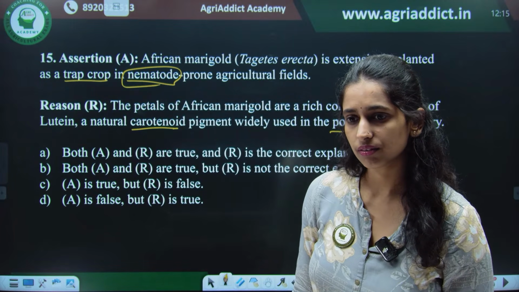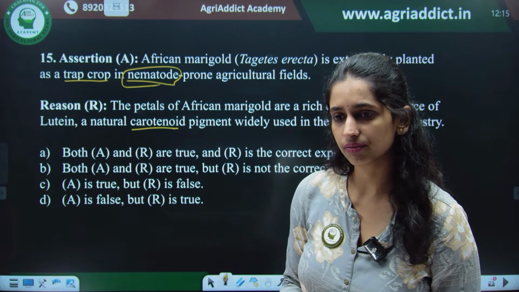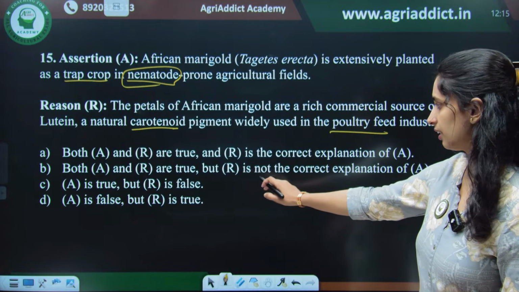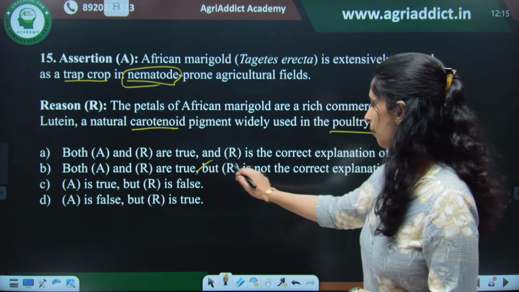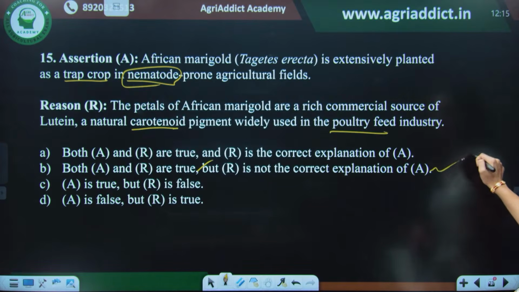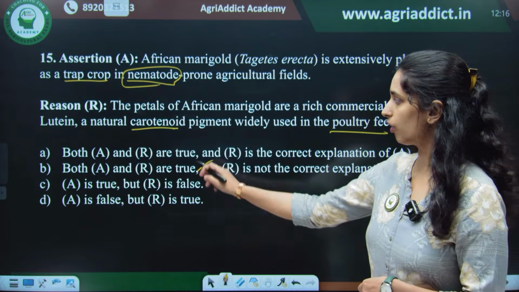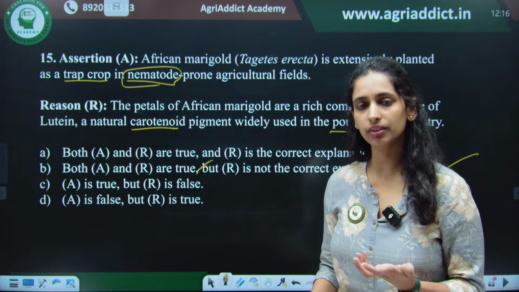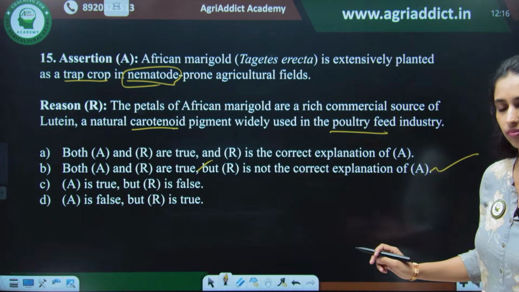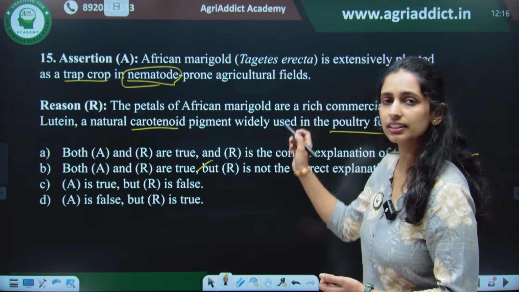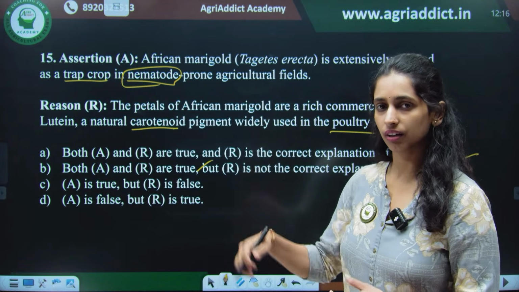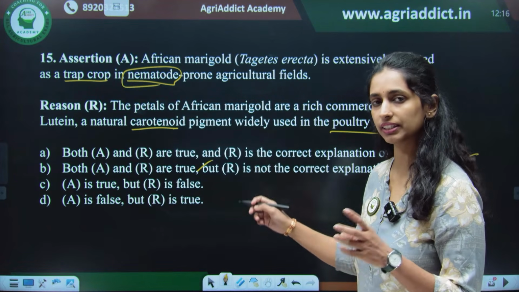Okay. Anyone giving correct answer? Yeah. Nanda Verma, you are giving correct answer. That is, both are true, but R is not the correct explanation of A. क्योंकि कैरोटिनॉइड से कुछ लेना देना नहीं है. नेमेटोड problem is different. Actually, the chemical is alpha terpinol. Alpha terpinol is used as a nematode poison, na? That is present in the leaves.